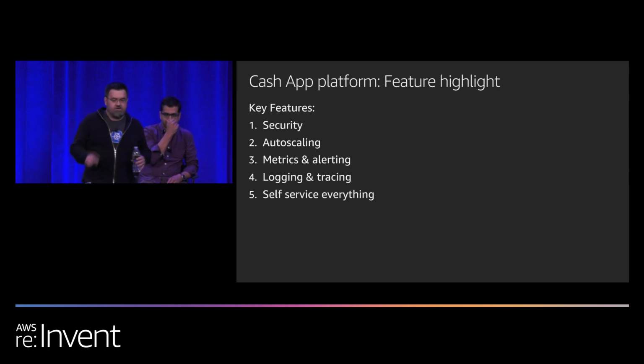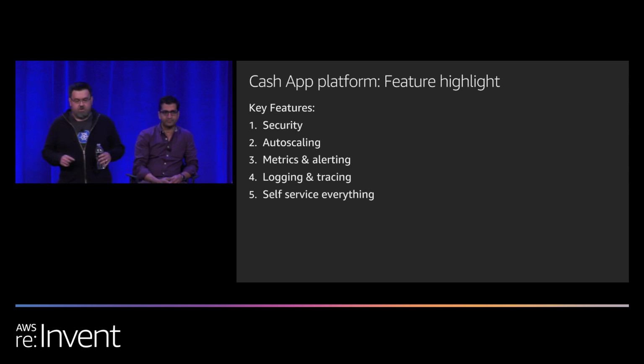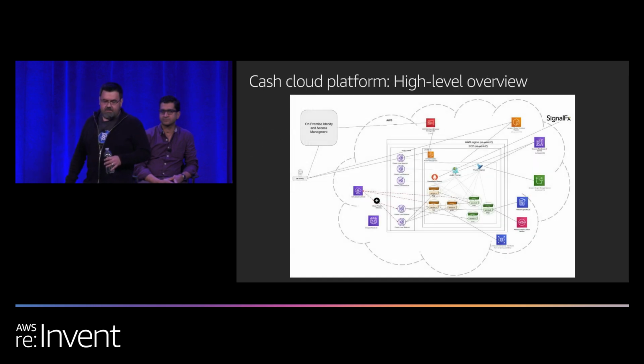4, logging and tracing. Once you know something is wrong, you need the tools that'll help you triage exactly what's going on. New services get provisioned with first-class log search and tracing support out of the box. And finally, and arguably the most important feature of the Cash platform, our comprehensive self-serve tooling for provisioning and maintaining services. Putting together all these features using AWS and Kubernetes will look something like this.